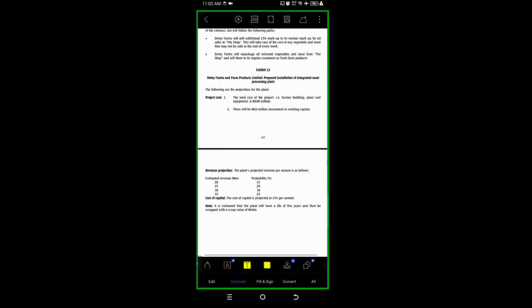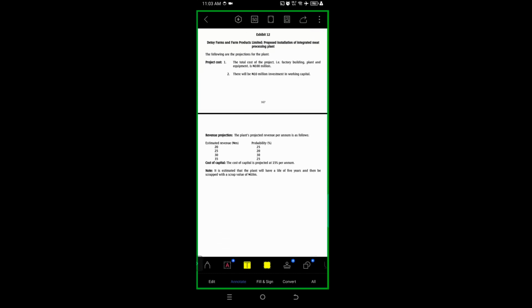Now, we're given exhibit 12, and in exhibit 12 we're given the project cost. The total cost of the project, that is the factory, plant and equipment, is 100 million naira, and they said there will be 10 million naira investment in working capital. That is the cost aspect of the project.